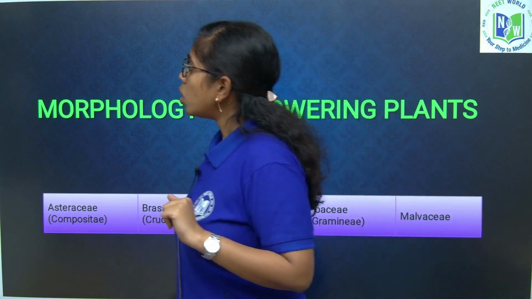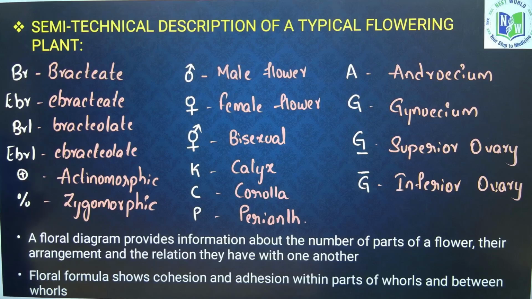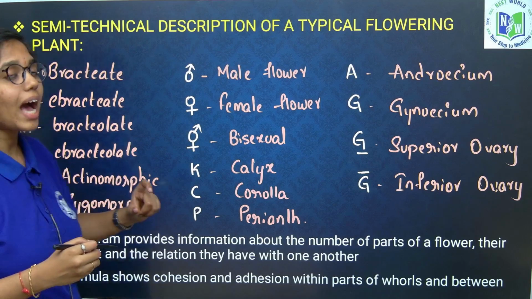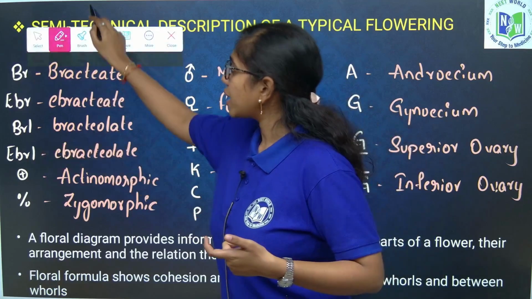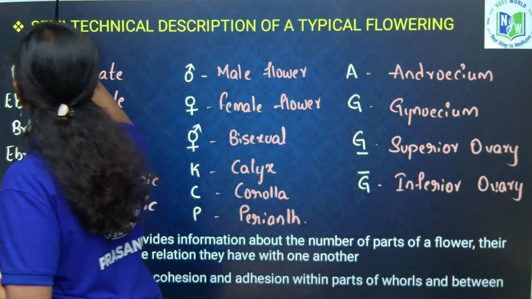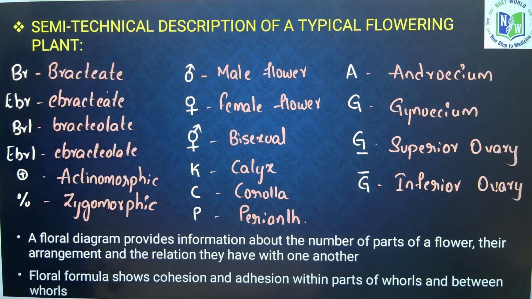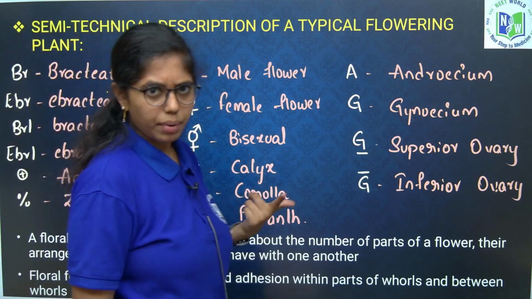Before entering into the floral formula of each family, you should have an idea about the semi-technical description of a typical flowering plant. You should know the notations used for the floral formula: bracteate BR, ebracteate EBR, bracteolate BRL and ebracteolate EBRL. What is bracteate and bracteolate?